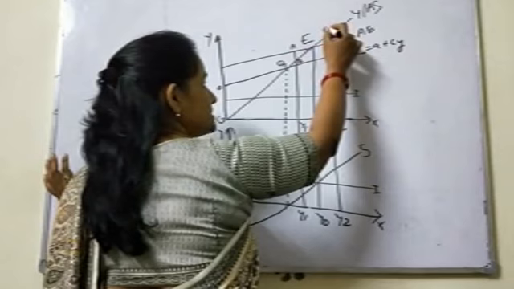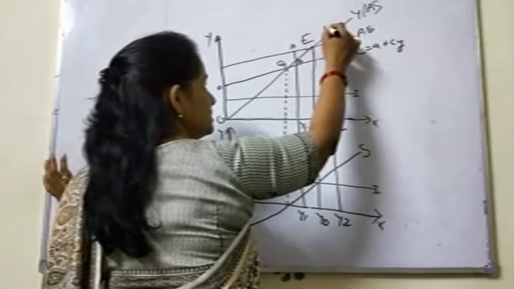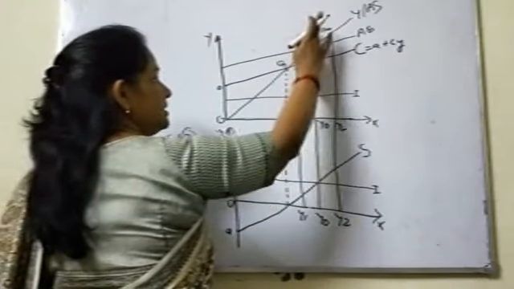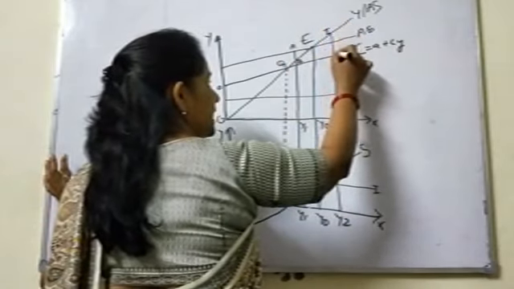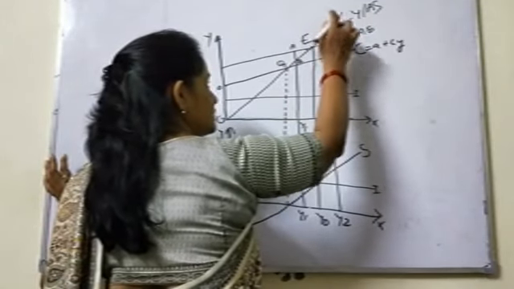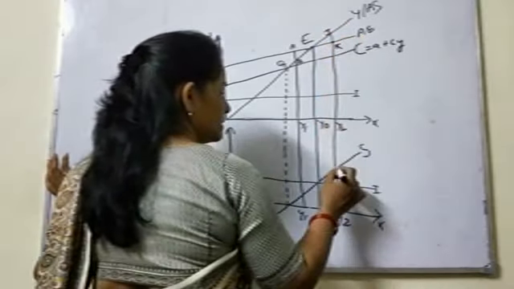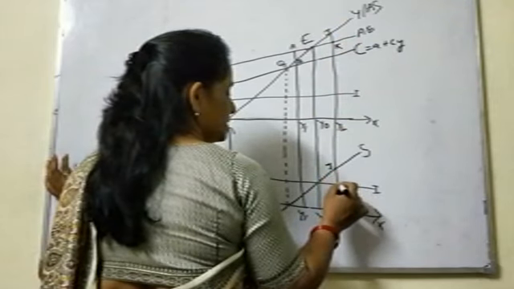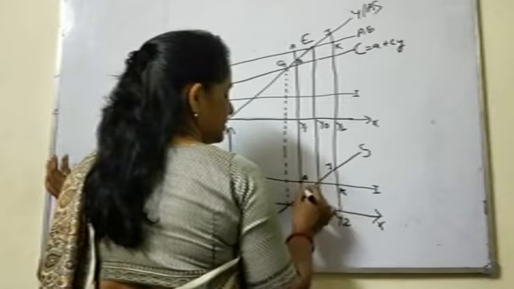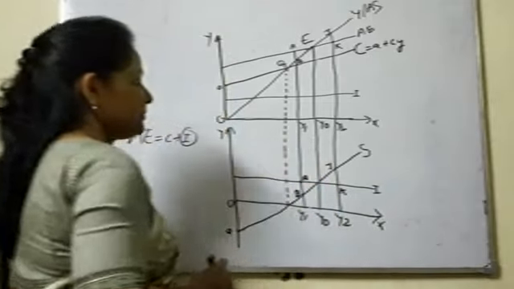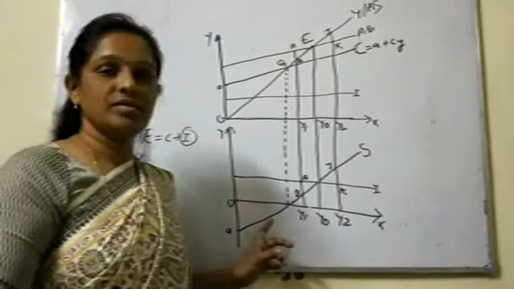G is already taken. So I'm taking this point as I, but I have also taken I. So I'll take this as J and this point as K. This as J, this point as K. This as A, this point as B. So this is your complete diagram of the aggregate demand, aggregate supply approach.